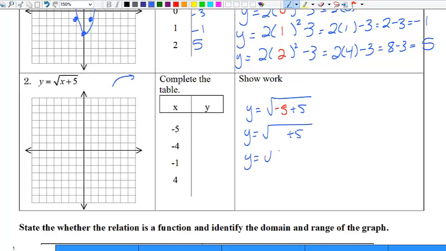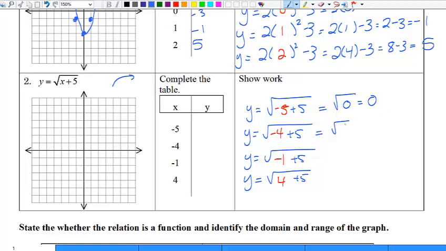There's only 4 in this problem, so I'm going to repeat this 4 times. And then I'm going to plug in the values. -5 for the first one, which we already did. -4, -1, and 4. Now I'm going to take -5 plus 5 is 0. What's the square root of 0? 0.